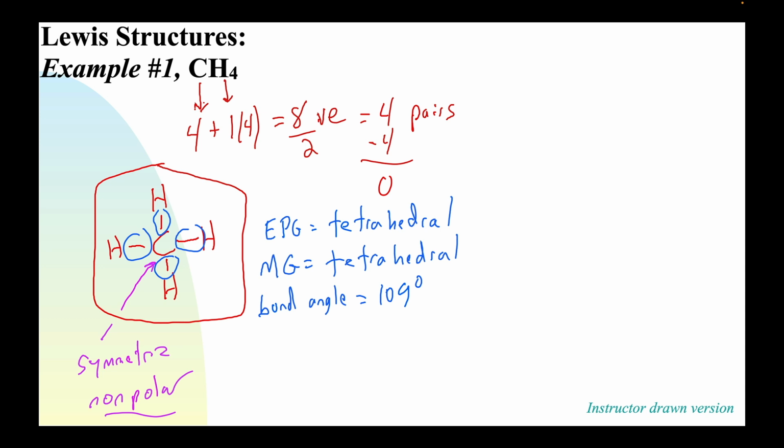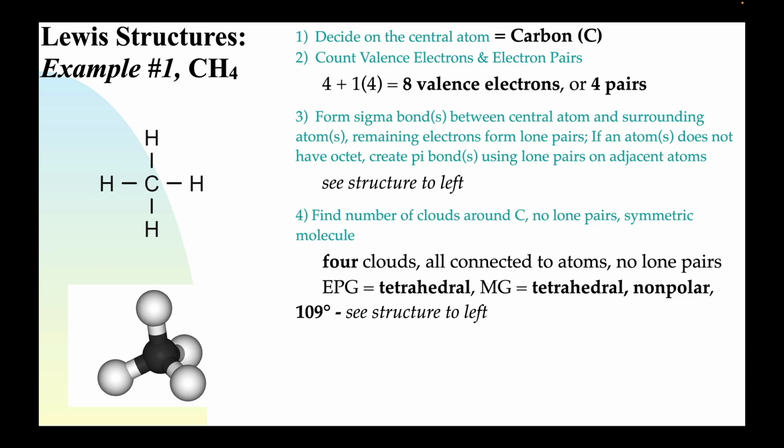Now, my drawings definitely leave something to be desired. So this is a little bit fancier version using computer-generated things. You can see what I did there. I found the central atom was carbon because it was listed first. I counted the number of valence electrons. Carbon was group 4, so 4 valence. Hydrogen group 1, so 1 valence, but there's 4 of them. That's a total of 8 valence electrons. Divide that number by 2, 4 pairs of electrons.